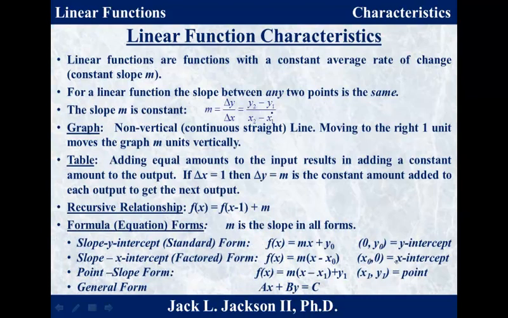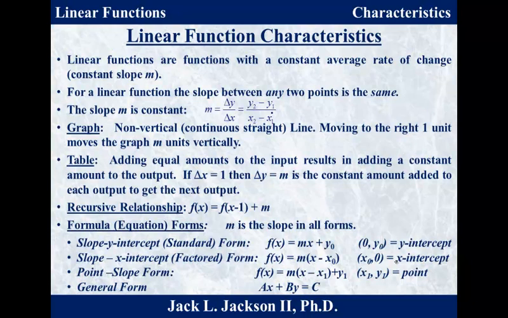Alright, let's summarize what we know about linear function characteristics. Linear functions are functions with a constant average rate of change, that is a constant slope m. For a linear function, the slope between any 2 points is the same. It is constant. It doesn't change. So the slope is constant, and remember the slope is defined to be delta y over delta x, that is y2 minus y1 over x2 minus x1, where x1, y1, and x2, y2 are the 2 points that are on the graph in the table.